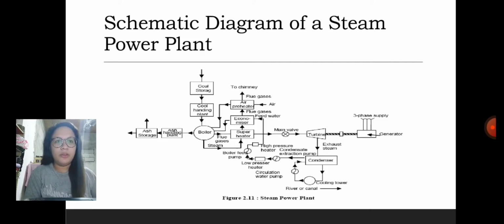This figure shows a schematic arrangement of equipment of a steam power station. The coal received in the coal storage yard of the power station is transferred to the furnace by the coal handling unit. The heat produced due to burning of coal is utilized in converting water contained in the boiler drum into steam at suitable pressure and temperature.